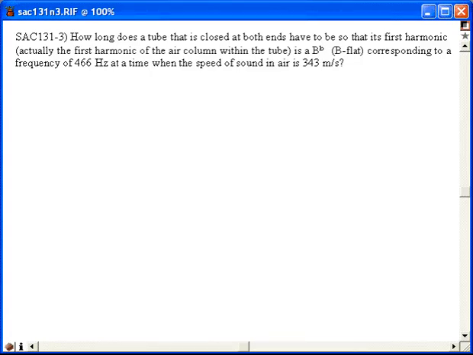Hey, this one's a design problem. Suppose we want to create a tube in which the air column inside the tube will have a natural frequency corresponding to the musical note B flat. Let's draw a tube.